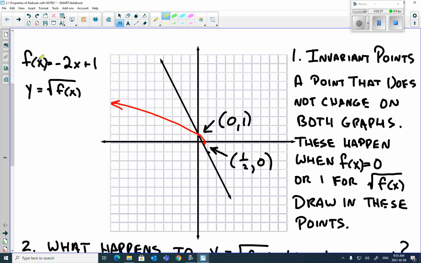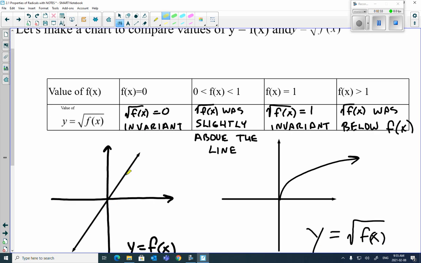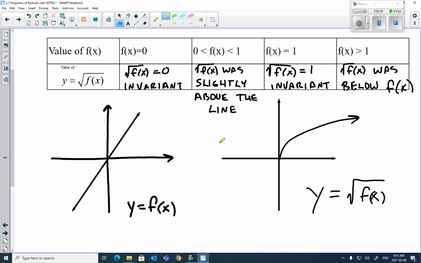Okay, flip to the next page. Let's make a chart to compare the values. Here is y equals f of x. It's just linear. We can look at when y is 0, when y is between 0 and 1, when y is 1, and when y is greater than 1. Remember, our invariant points are the same on both graphs. So this is going to be the same point right there, at 0 and at positive 1. When it's between 0 and 1, the square root is just slightly above, and then when we're greater than 1, it curves off. That's the general shape of them, and you'll see that.